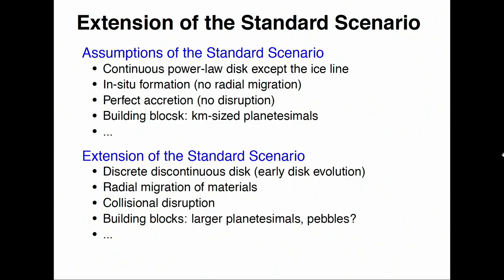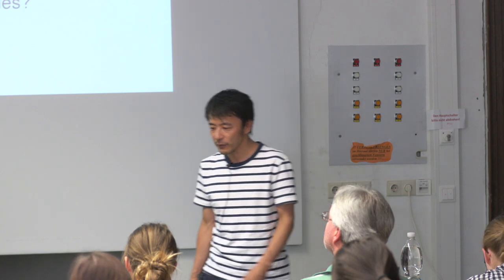But now, for example, for this continuous power law disk, we are working on the discrete, discontinuous disk, maybe formed by early disk evolution. Many people are also considering the radial migration of planets during the formation. We have already heard from Nadal's talk that not perfect accretion, but collisional disruption and its effect on the composition is now taken into account. Some people gave up forming planetesimals, and instead use small pebbles as the main planet building material. In these ways, the standard scenario is modified and extended today.